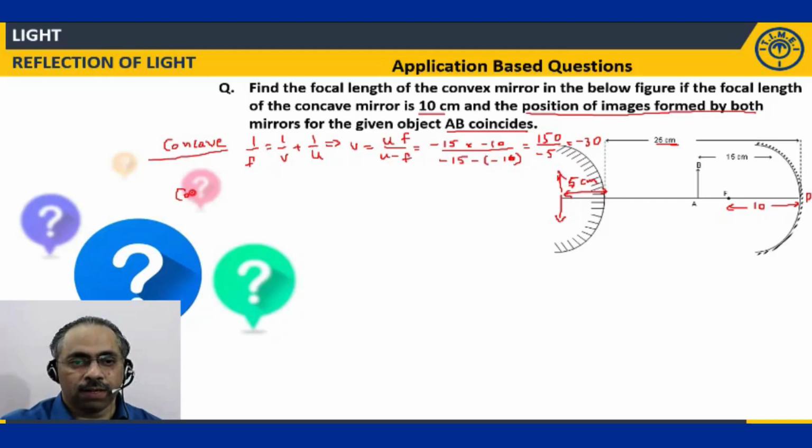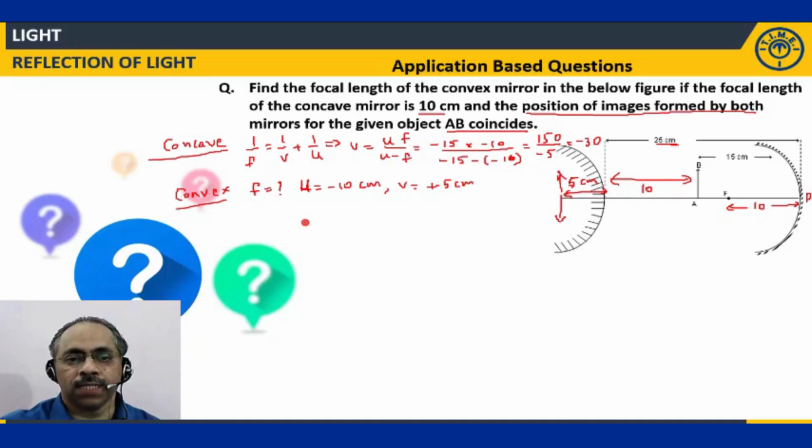Now for the convex mirror, I have two things. The focal length is what you need to find out, but you are given the object distance. How much is the object distance? This distance is the object distance: 25 minus 15, so it is 10. I'll take it as minus 10. Minus 10 centimeter is the object distance denoted by U. And V is also known now. It is 5 centimeter. I'll take it as plus 5 centimeter as per the sign convention.